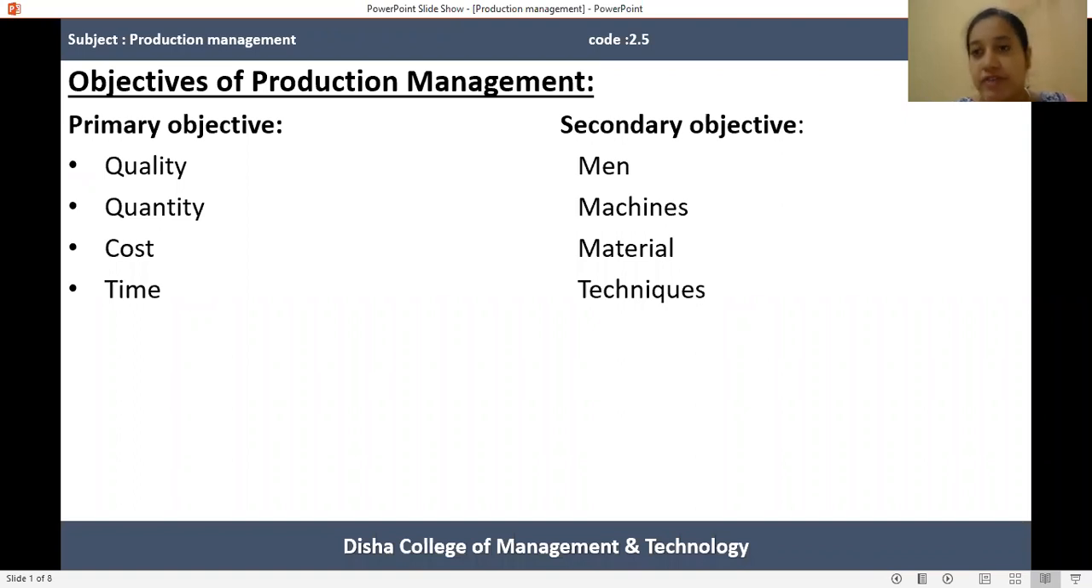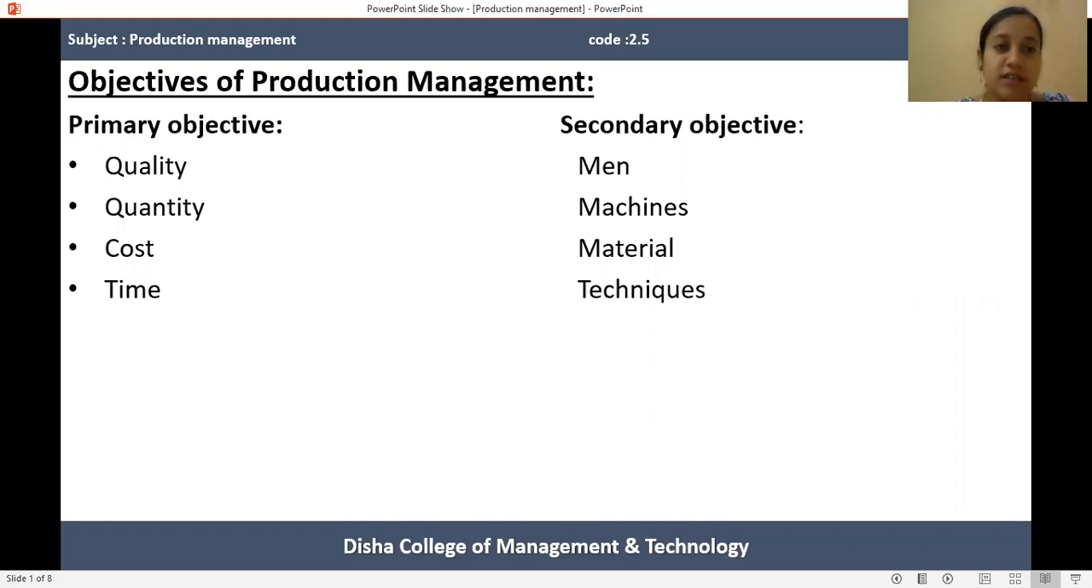As usual, we will start this session with the discussion of our last class. In my last class, I discussed various objectives of production management. Broadly, there are two objectives of production management. First one is the primary objective and secondary objective. So, under primary category, there are various objectives of production management, and also in secondary category, there are various objectives of production management. Let me tell all the things in a brief manner.